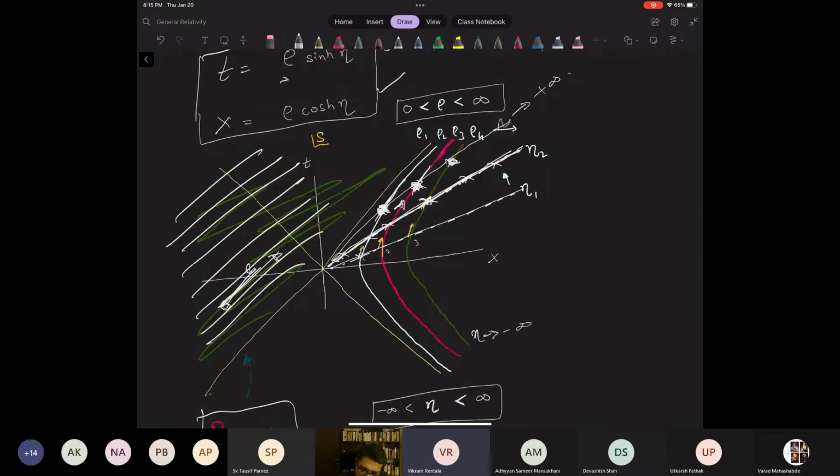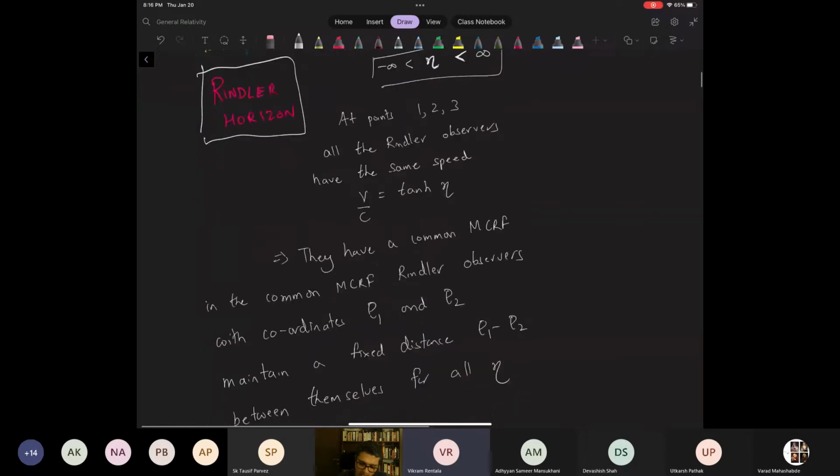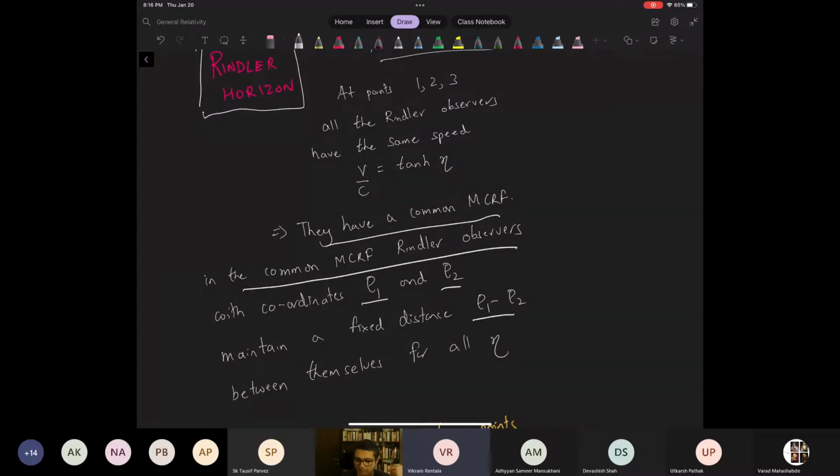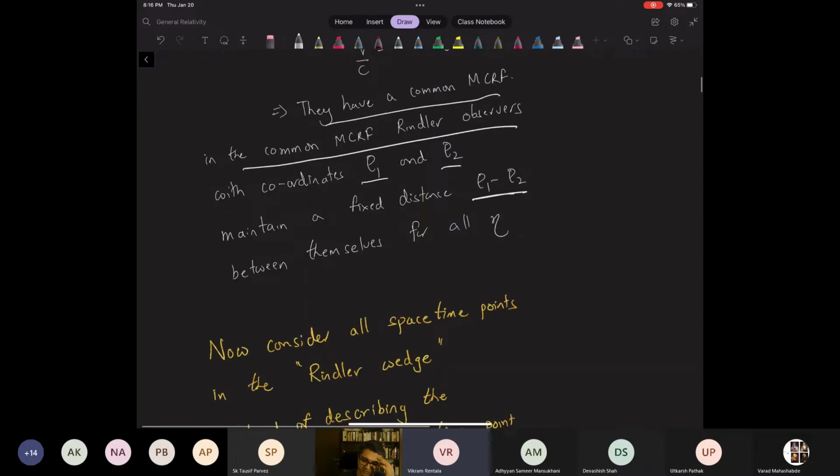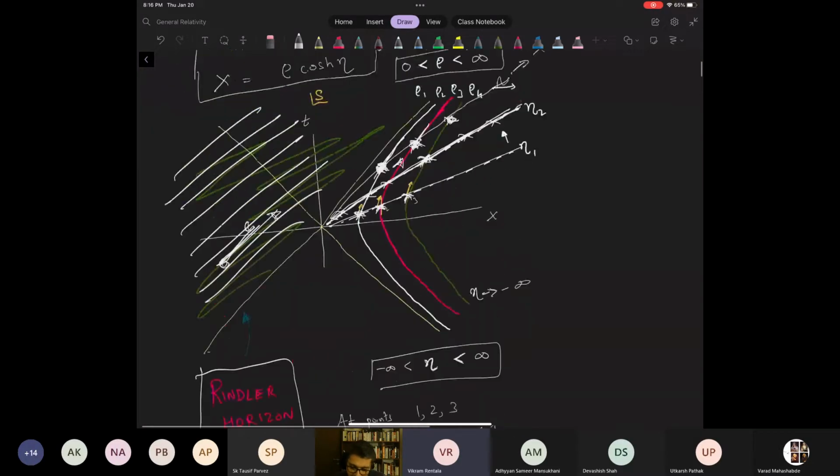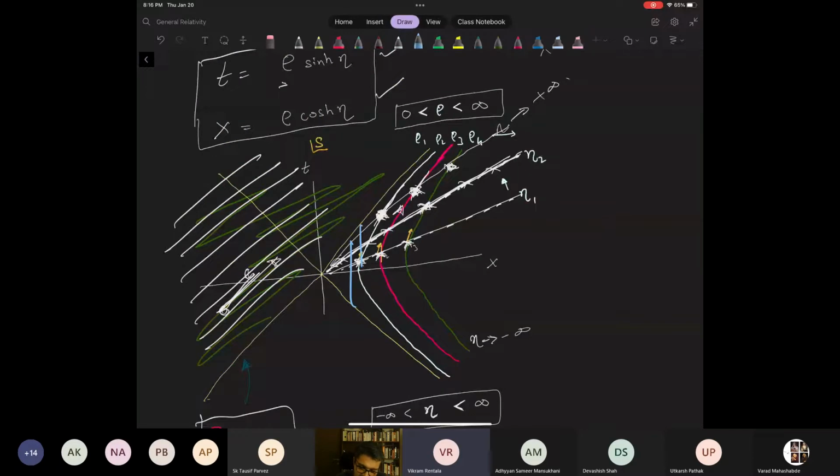I've drawn these points 1, 2, 3 just to show that all the Rindler observers have the same velocity for a common eta. So they have a common MCRF. In the common MCRF, the Rindler observers have coordinates ρ1 and ρ2, and they maintain this fixed distance ρ1 minus ρ2. Even as eta changes, and there are different points on the trajectories, the distance between them in their rest frame will be fixed, just ρ1 minus ρ2. This entire region of space-time where these Rindler observers exist is called a Rindler wedge. It's like a wedge in space-time.